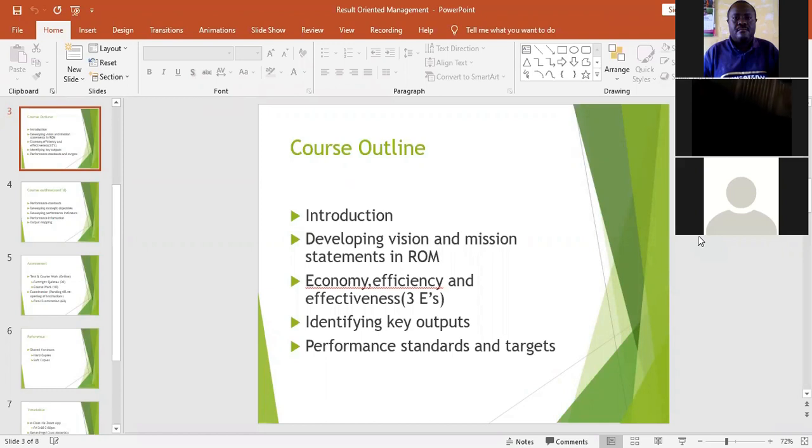So what is ROM? As I've said, ROM is a management style or concept which emphasizes the use of resources economically and concentrates attention on the use of those resources to deliver outputs efficiently and effectively.